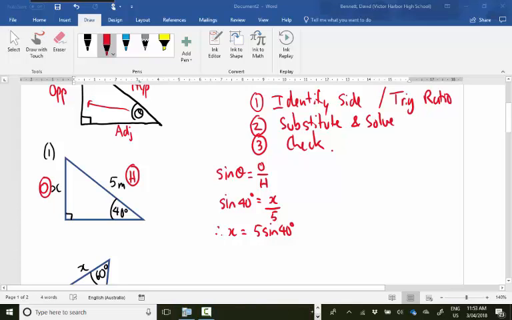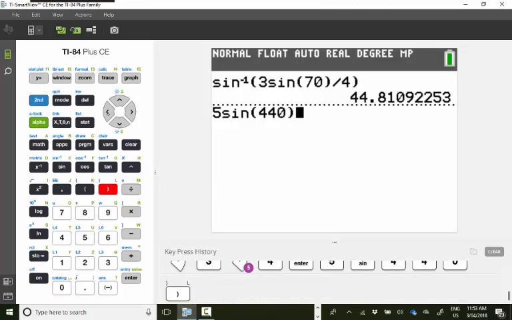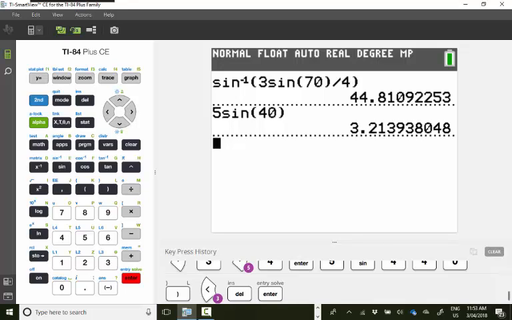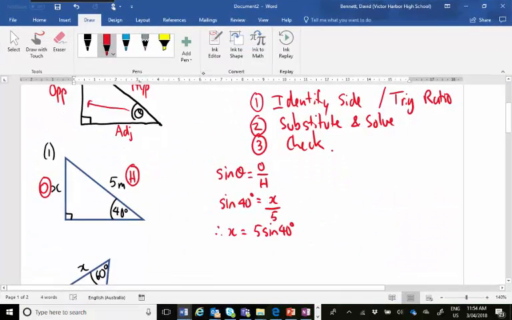So come to your calculator, so 5 sine 40, and then go enter, and that's going to give me 3.21. Just go to 2 decimal places. So that's equal to 3.21 meters. Right, so I've done my identify, substitute, I've solved it. I've now got my answer.